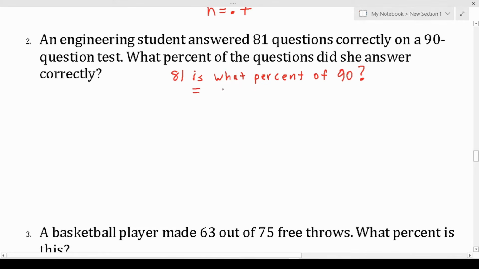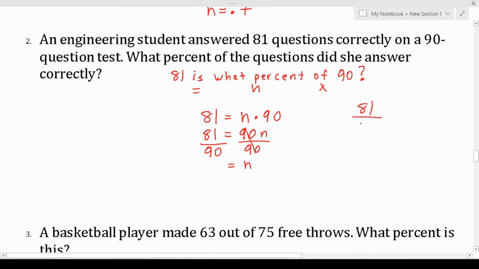Again, we have our is equal, what percent n, and of means multiply. So let's write this out. 81 equals n times 90. All right, let's clean this up a little bit. 81 equals 90n. Let's divide both sides by 90 to get n by itself. This leaves you with n over here. And as we can see, this is 81 divided by 90. Let's go ahead and reduce this fraction to make the math a little bit easier. I know both 81 and 90 are divisible by 9.